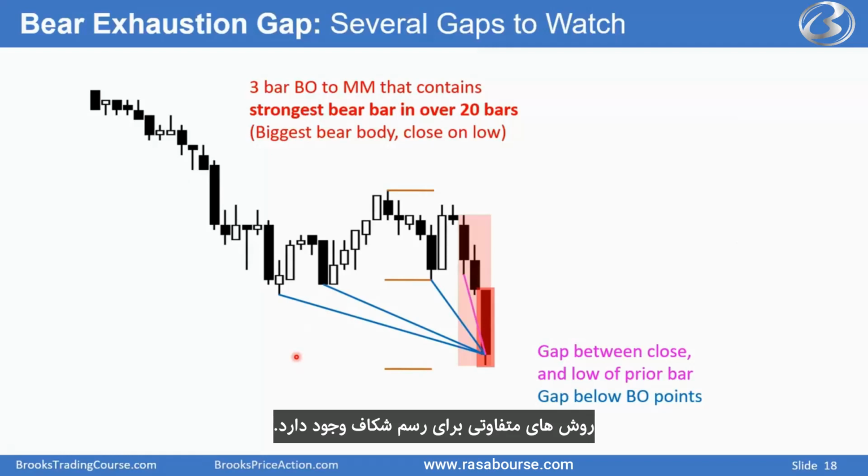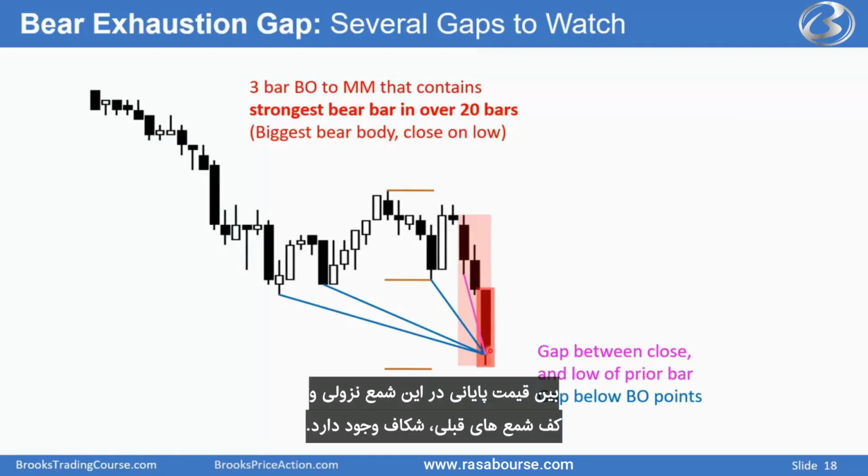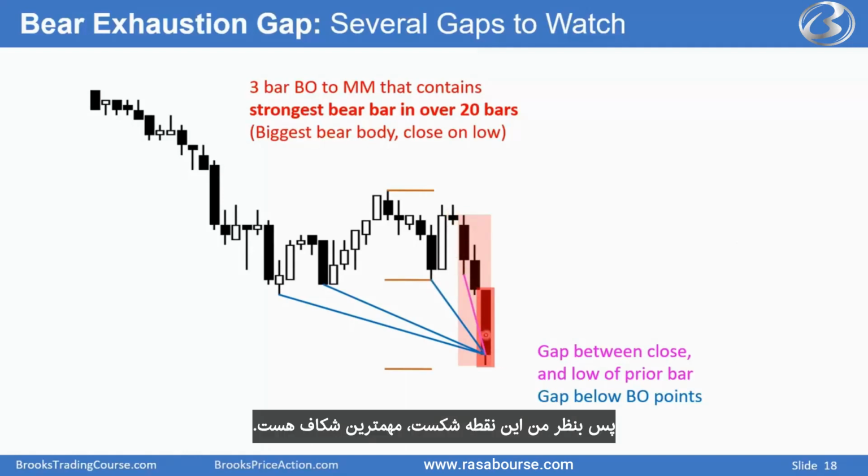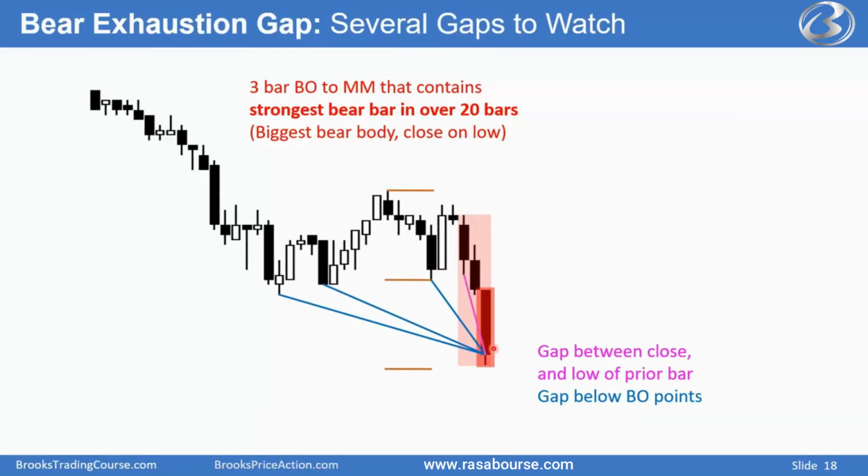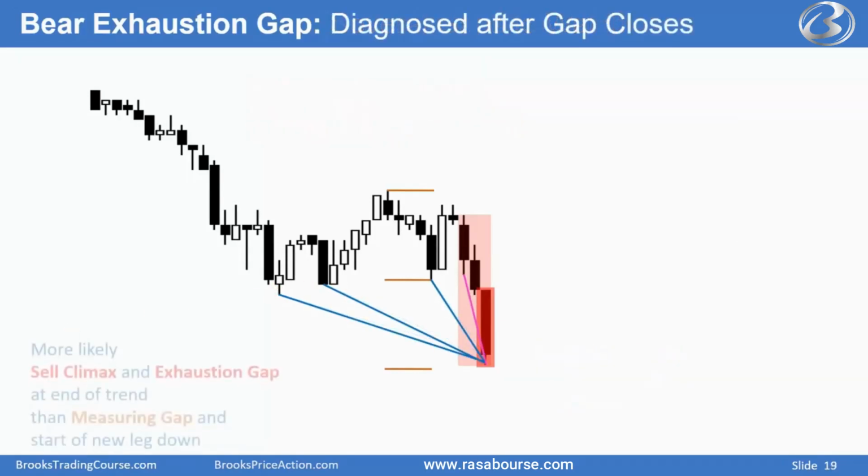Lots of ways to draw the gap between the close of this bar and the close of the prior bar, or any prior bar. This close and this breakout point, this is a breakout, so this is, for me, the most important gap. If it gets above this breakout point, then I would say this series of bear bars is an exhaustion gap. Breakout point here, breakout point here.